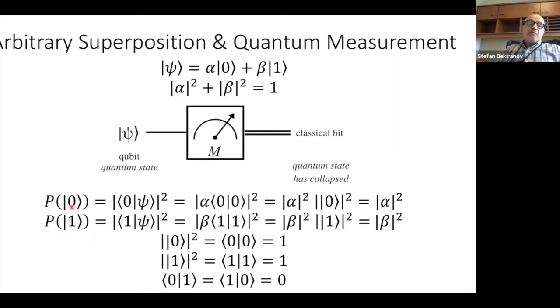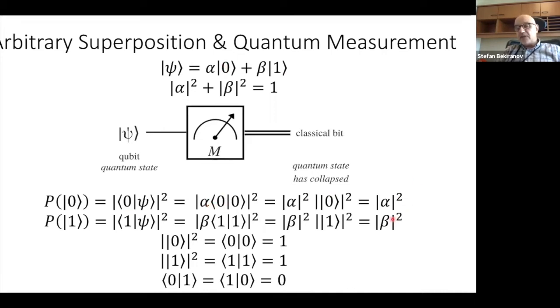So when I measure the probability in state 0, a formal way of doing that mathematically is taking the inner product of the full state psi with 0 and calculating the square amplitude, like I said. Since 0 is perpendicular to 1, I get 0 for that. But 0 and 0 is 1. Then I take the square of that, and that's alpha squared.